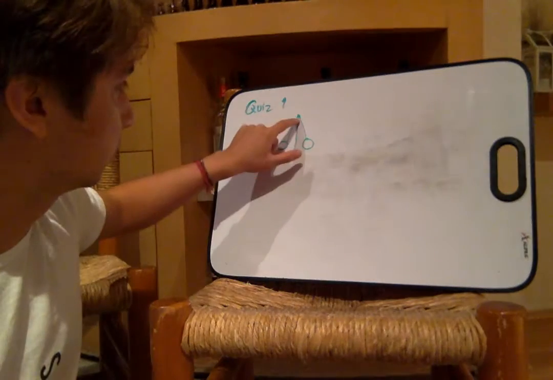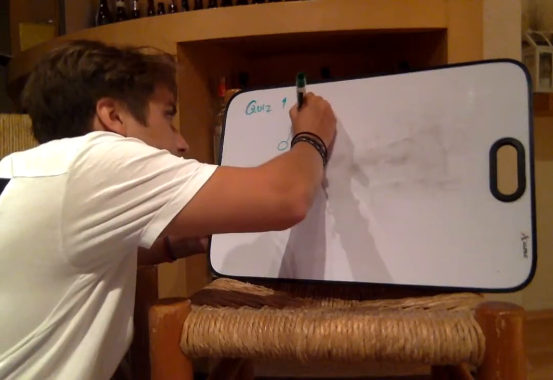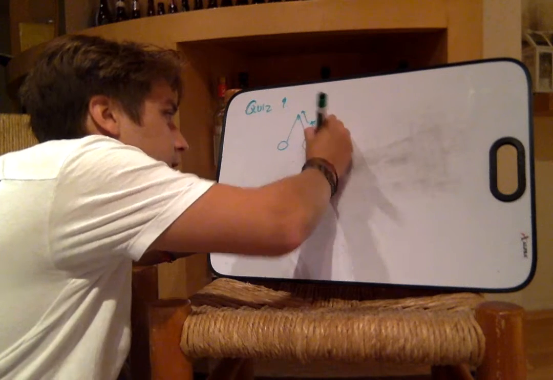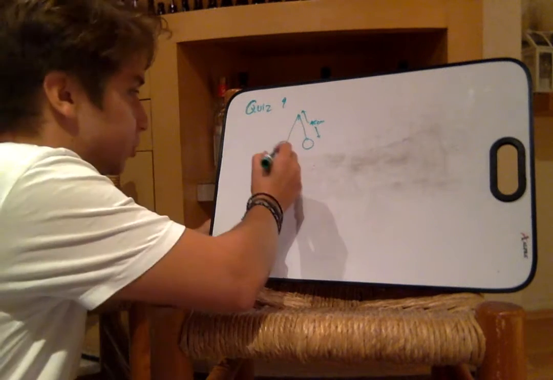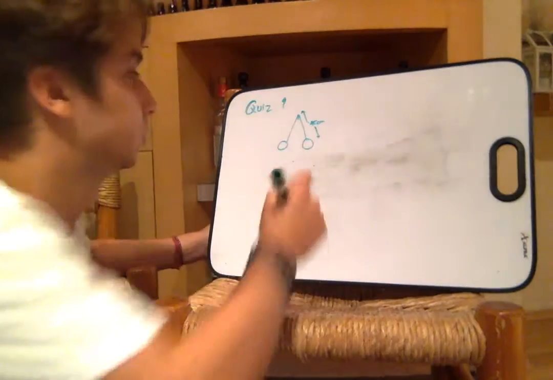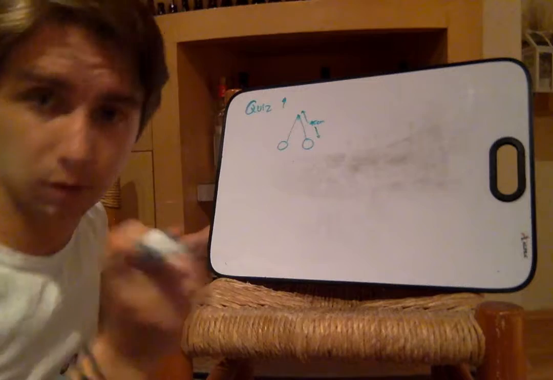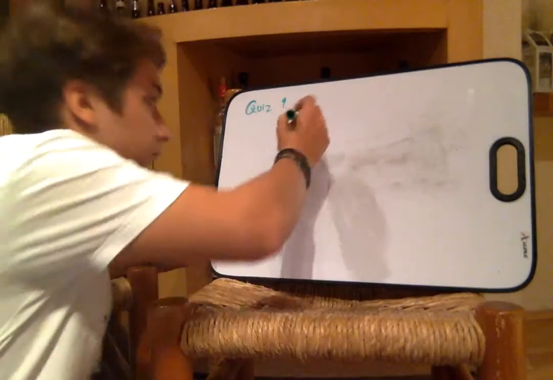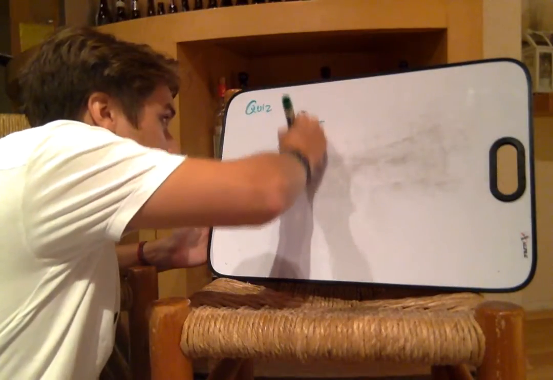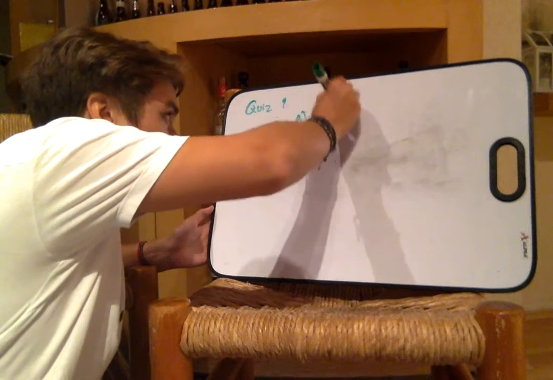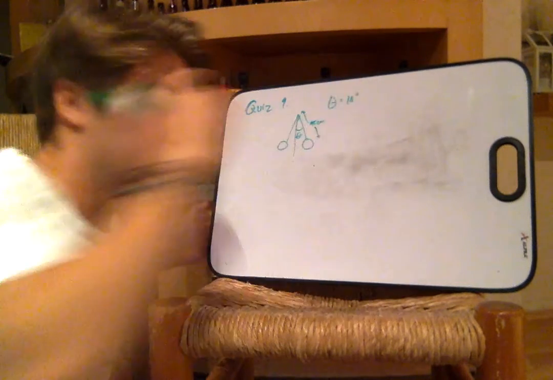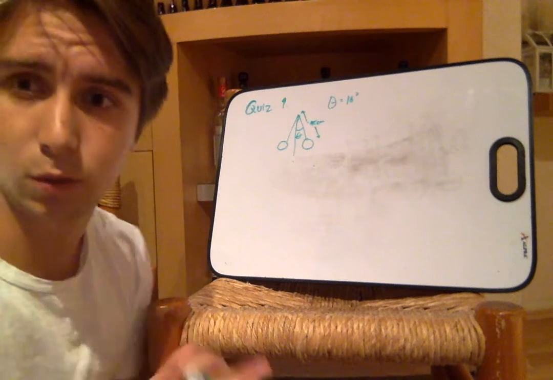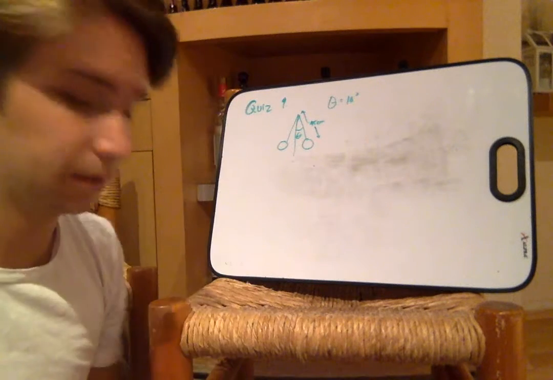Well, these are the spheres. This has a length of 45 centimeters, and a charge is added to each one of them, and they repel. And when they repel, an angle of 10 degrees is formed between them. And the question is, what is the charge of each sphere?